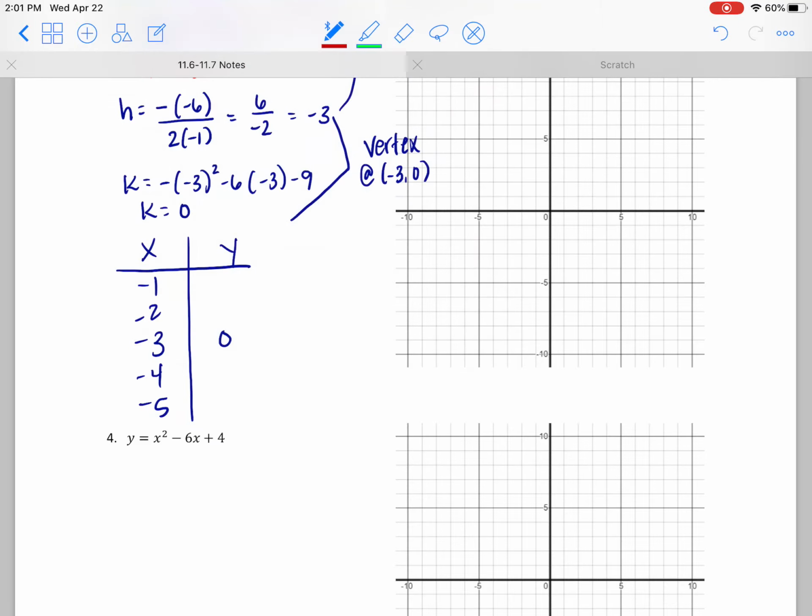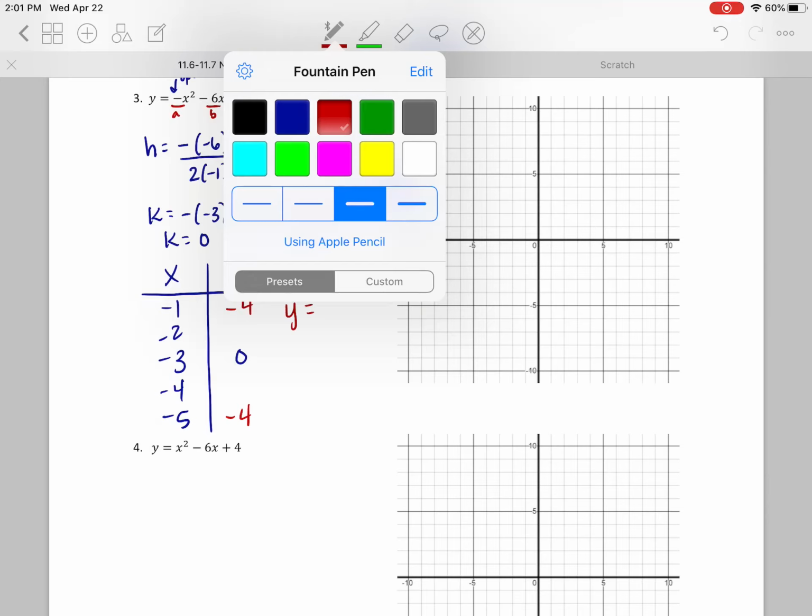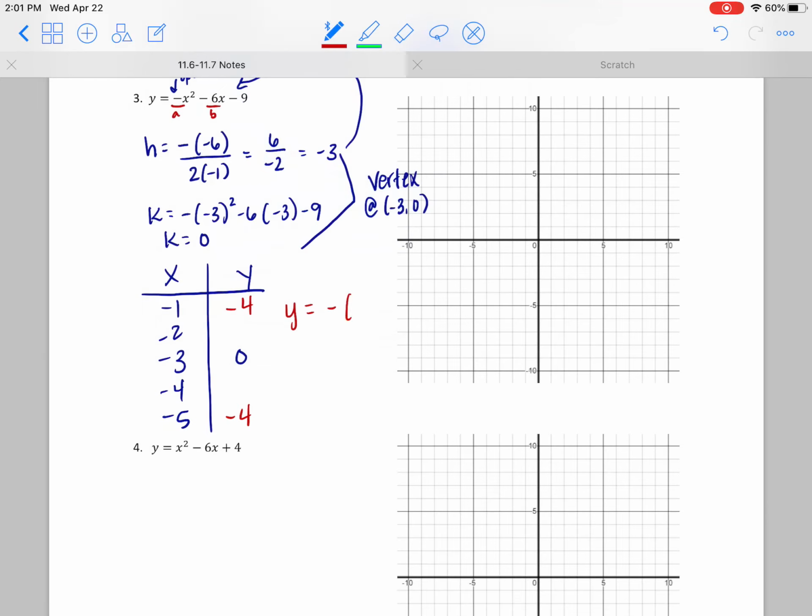And then I'm going to go to the left and to the right of -3. So make those 5 consecutive numbers. And then I'm just going to plug a couple of them in. Because there's symmetry, remember I don't have to plug everything in. So let me plug in the -1. We have y equal to -(-1) squared minus 6 times -1 minus 9. So this is going to be -1 plus 6 minus 9. That's 5 minus 9, which is -4. So a -4 here, and a -4 is going to happen again here.